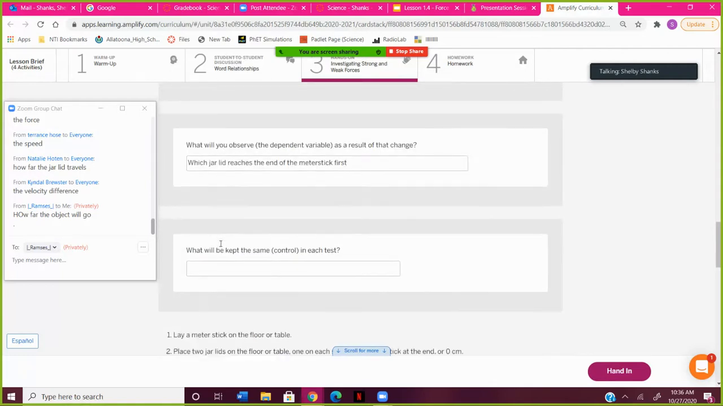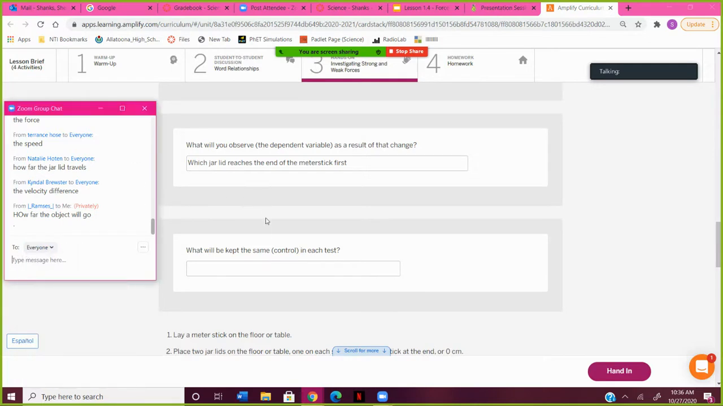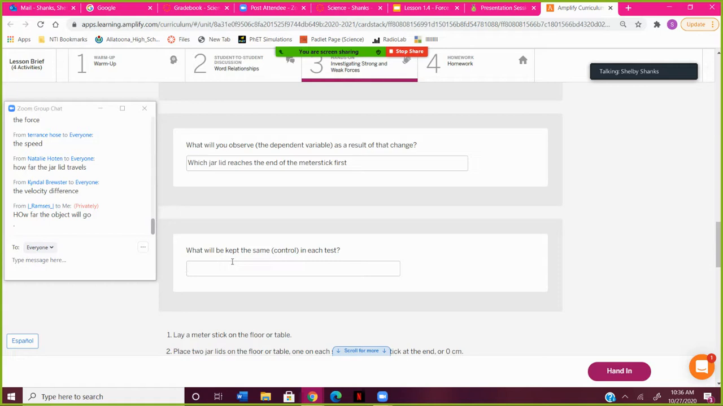All right, so what are some things that will be kept the same in each test? So this is what we call our control. What will be kept the same in each test? And there can be multiple ones of these. There's no correct set answer. There can be multiple controls.